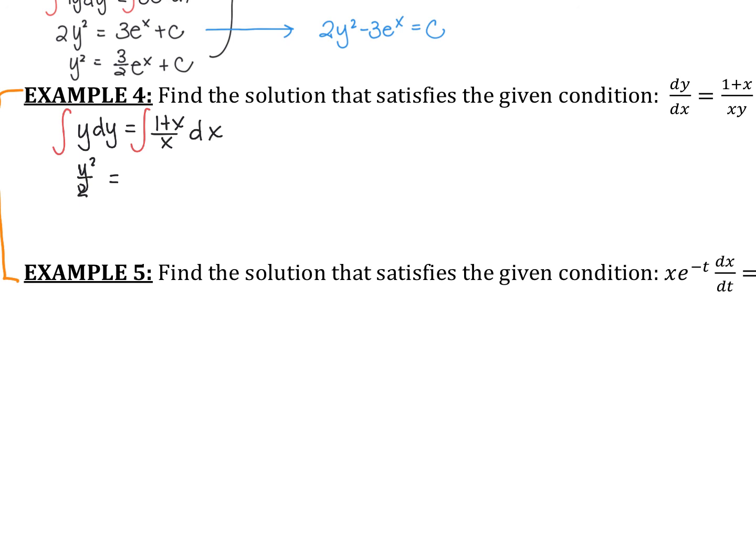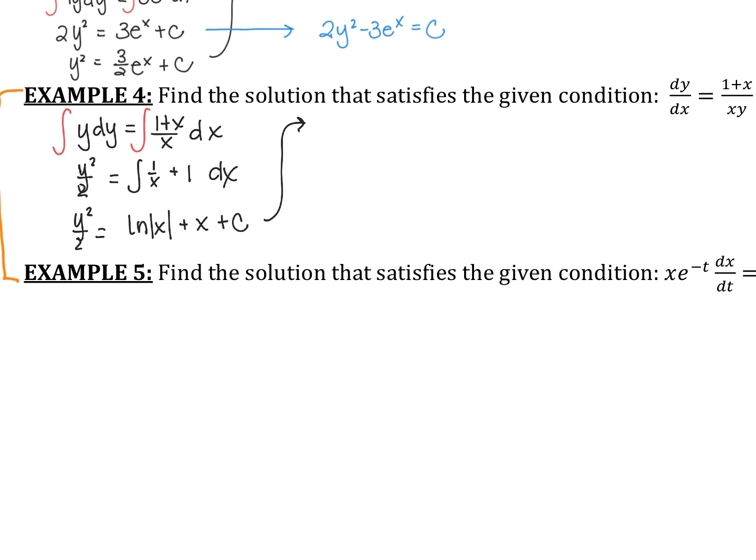Actually, I don't think integration by parts would work well at this. But I can separate that fraction. If I put x underneath each of them, 1 over x plus x over x, I get 1 over x plus 1 dx. So we get y squared over 2 equals the natural log of the absolute value of x plus c.